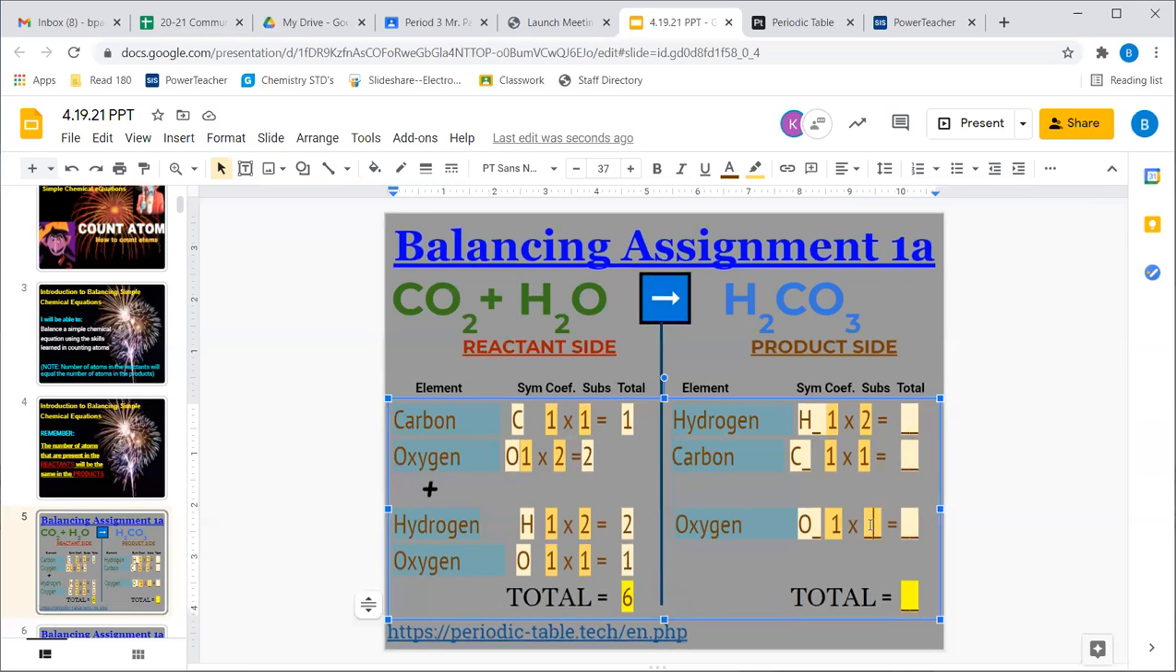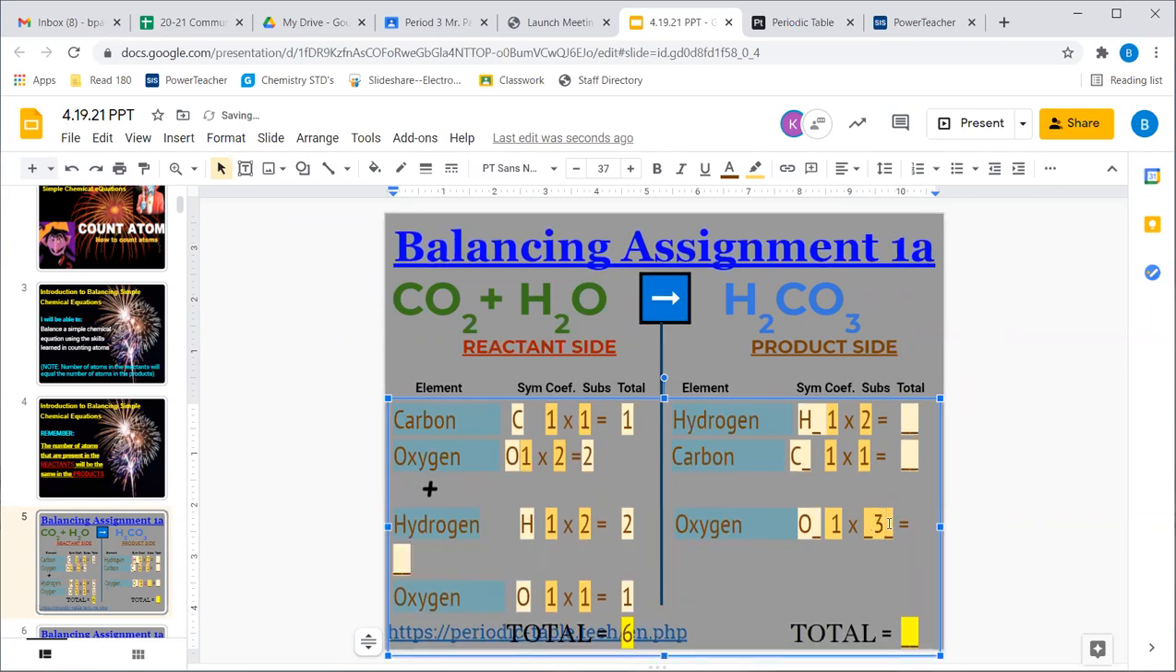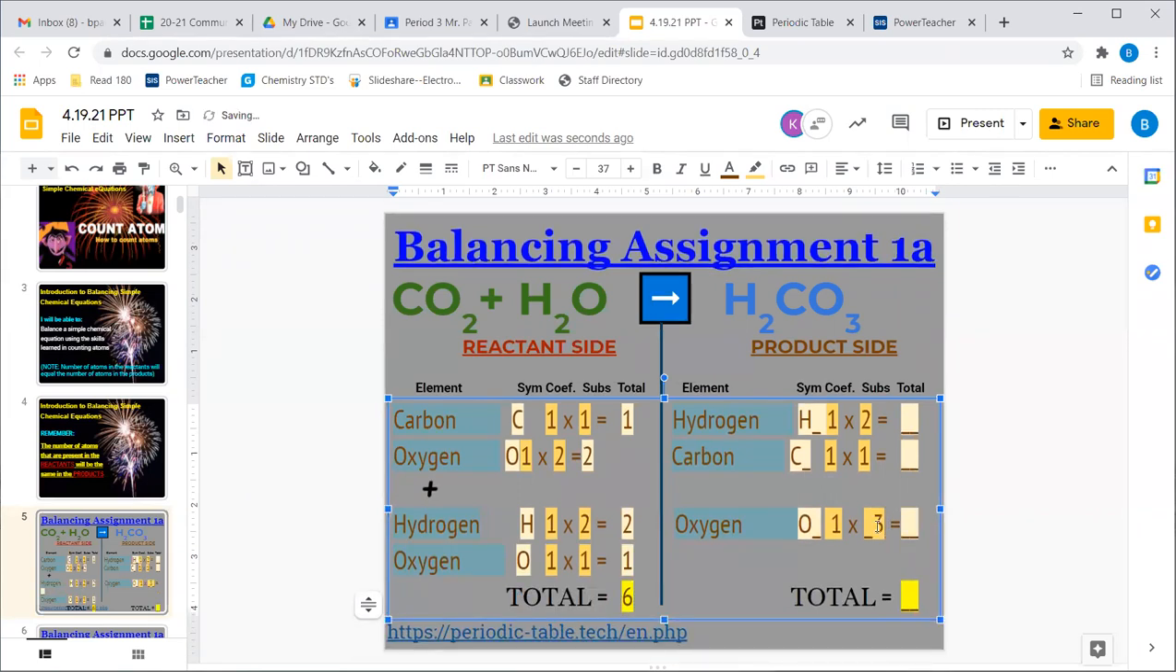Hang on. Let's stop and regroup our thoughts. Okay. What is the subscript for oxygen on the product side? On the right side. What number do you see there? Maury? 3. There you go. Absolutely. So had a little bit of a brain fade there. That's okay. It's Monday morning.